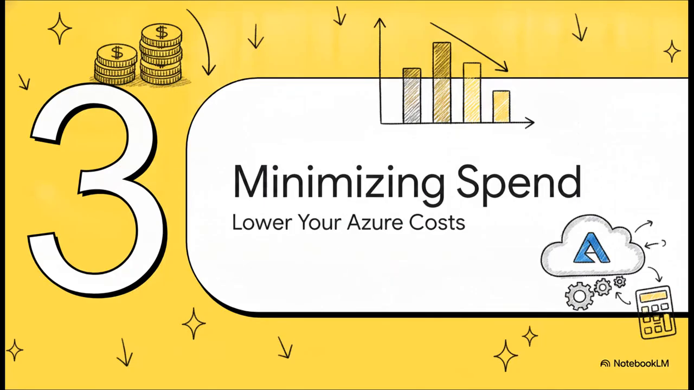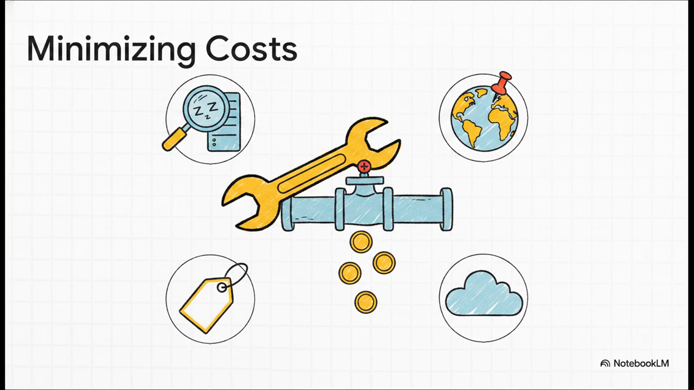Okay, Section 3, Minimizing Spend, and how to proactively lower your Azure costs. You can continuously optimize your wallet by actively pulling a few key levers. Start by listening to Azure Advisor. It constantly monitors your usage and will actually flag idle or underutilized resources for you to just shut down. So no more zombie servers eating up your budget.